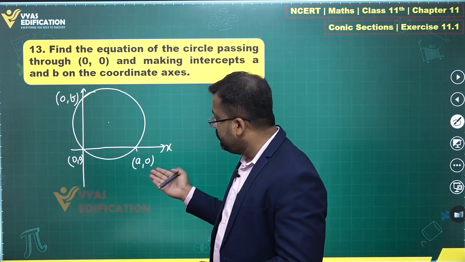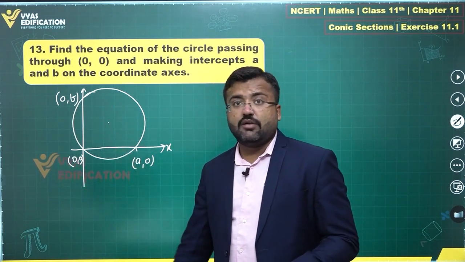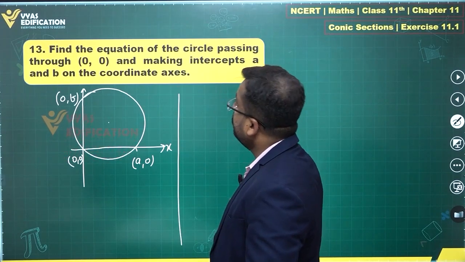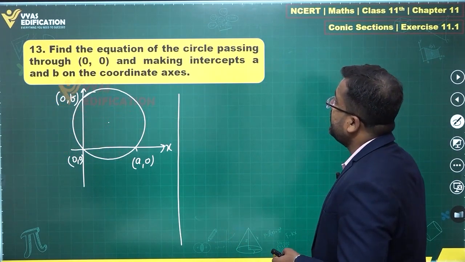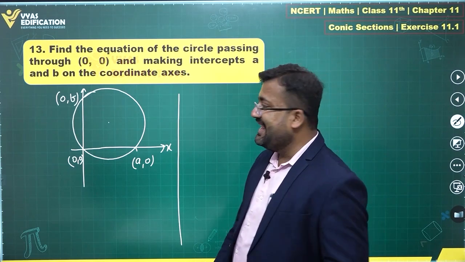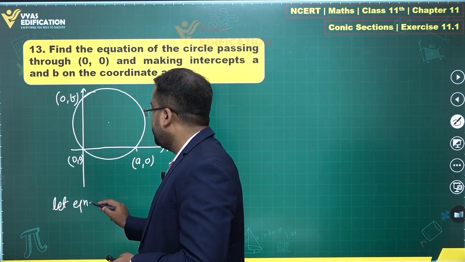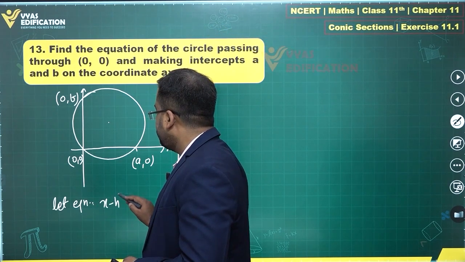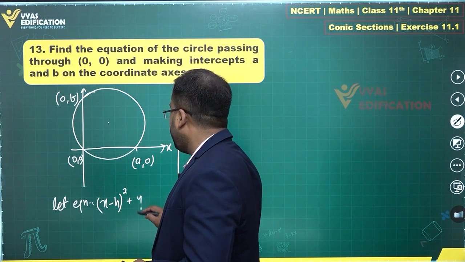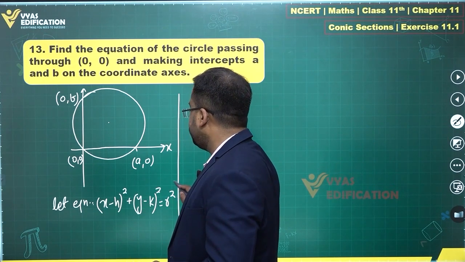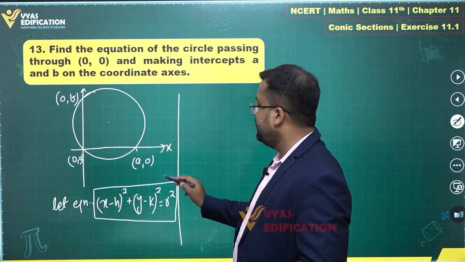We can directly solve using (a, 0) and (0, b) and get the equation of the circle in terms of a and b. Let's try to do that. Let the equation of the circle be (x − h)² + (y − k)² = r². This is the method we are using as per NCERT.